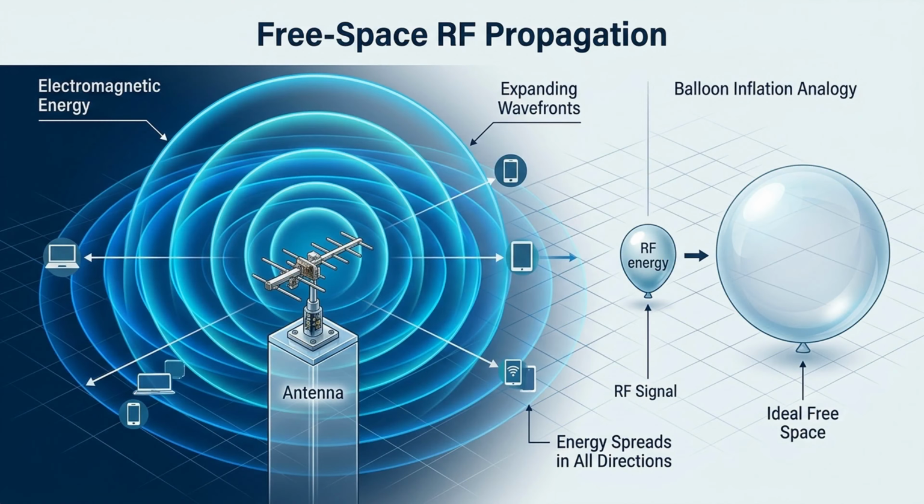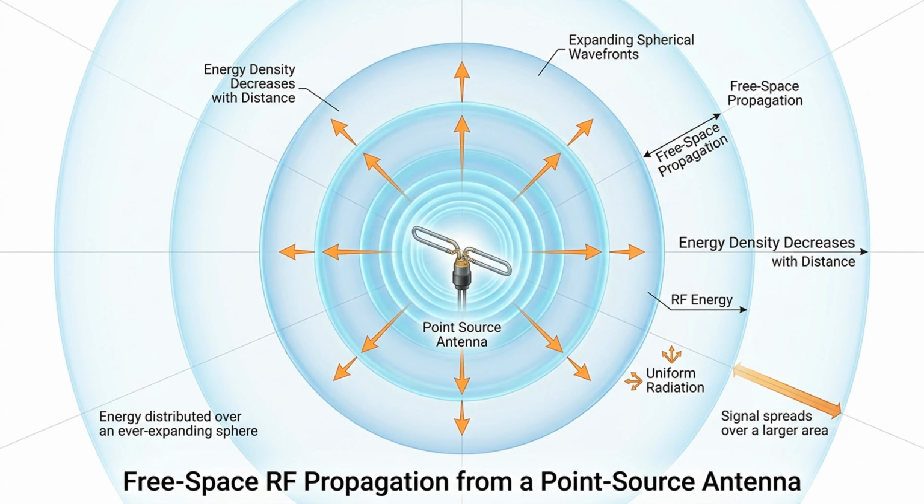Free Space RF Propagation. When an antenna emits an RF wave, it releases electromagnetic energy. In an ideal environment with zero obstructions, known as free space, this wave behaves like an expanding balloon. To understand this principle, imagine the antenna as a point source radiating RF energy uniformly in all directions.